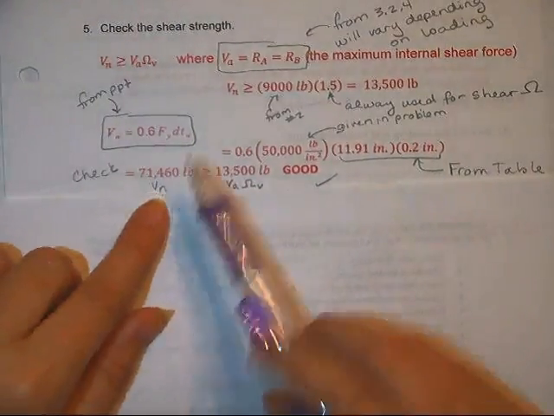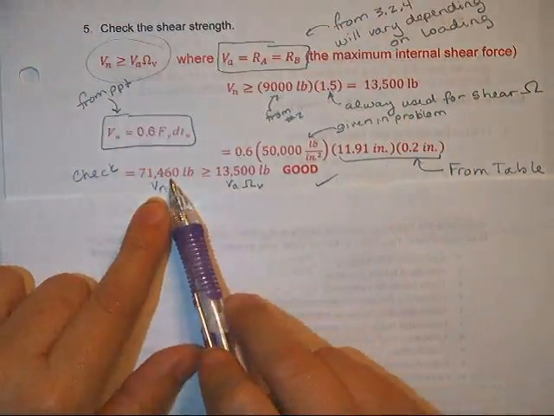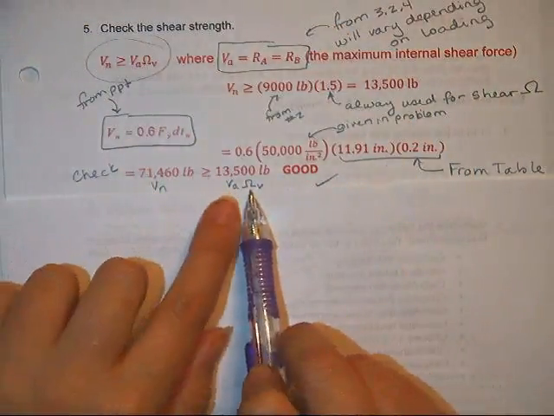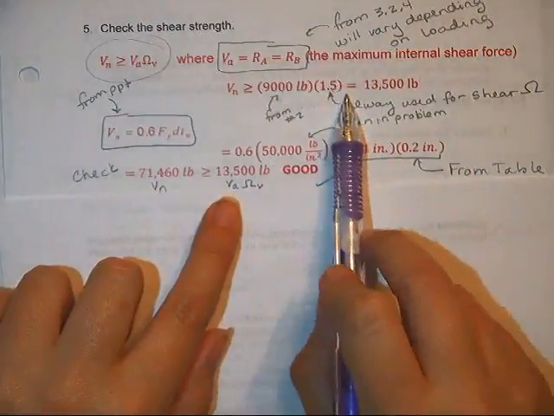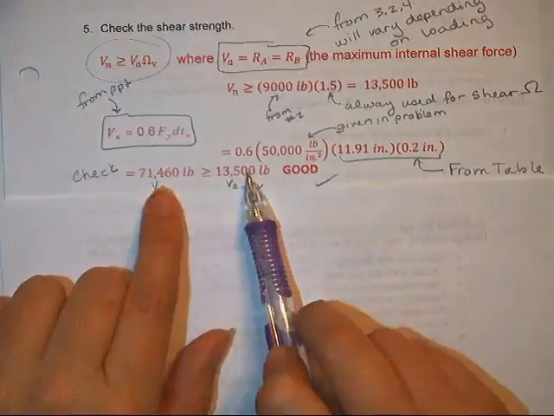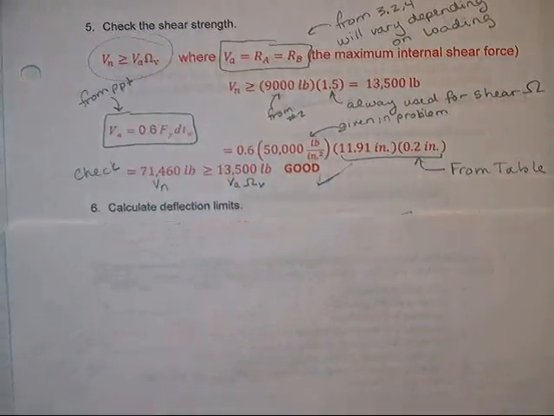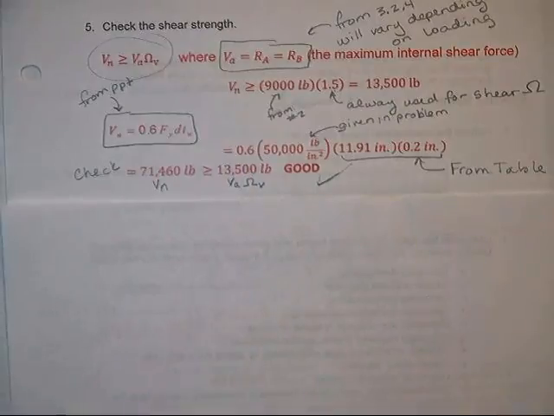And then I need to check if this is true. Well, this is Vn, and it is bigger than VA times my safety factor, 13,000. It's a lot bigger, so we're good. We can move on. If it wasn't bigger, we would need to go back and choose a bigger beam and then try this calculation again.